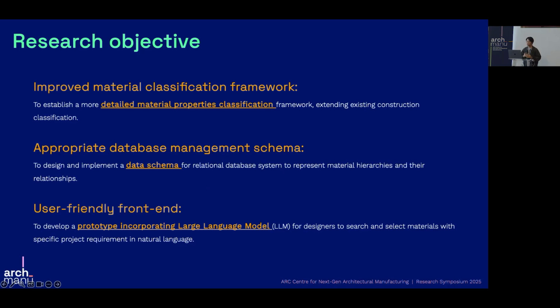This research aims to develop an integrated platform that addresses these challenges through three key components. The first is to establish a more detailed material classification framework by extending some existing construction classification frameworks. The second is to develop and implement a data schema for a relational database to represent the material hierarchies and the relationships. And last, instead of navigating through some very complex filters on the interface, the research aims to develop a prototype incorporating an LLM for designers to search and select materials in natural language.